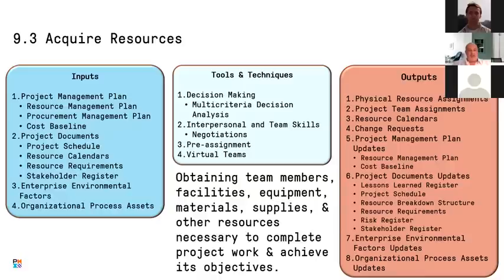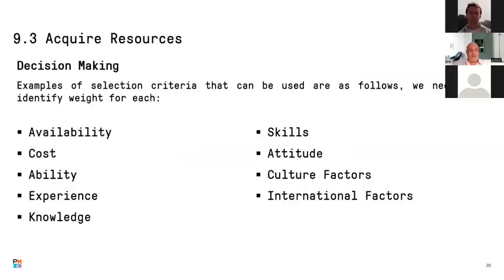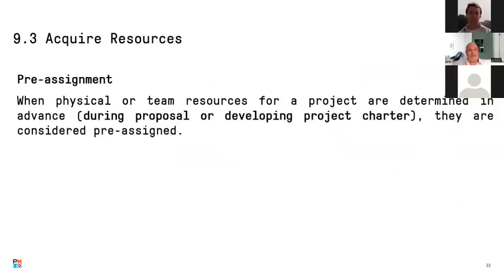Number 3 is the pre-assignment. Pre-assignment, we are going to look at it in the following slides. And the pre-assignment is when a physical or a team resource for a project are determined in advance.